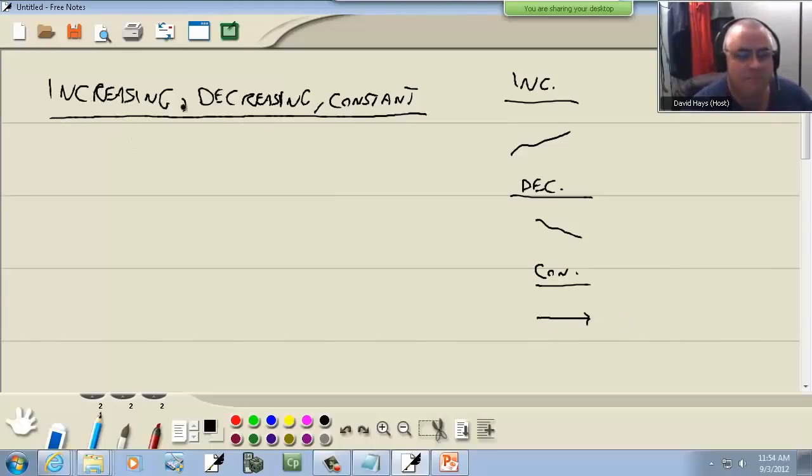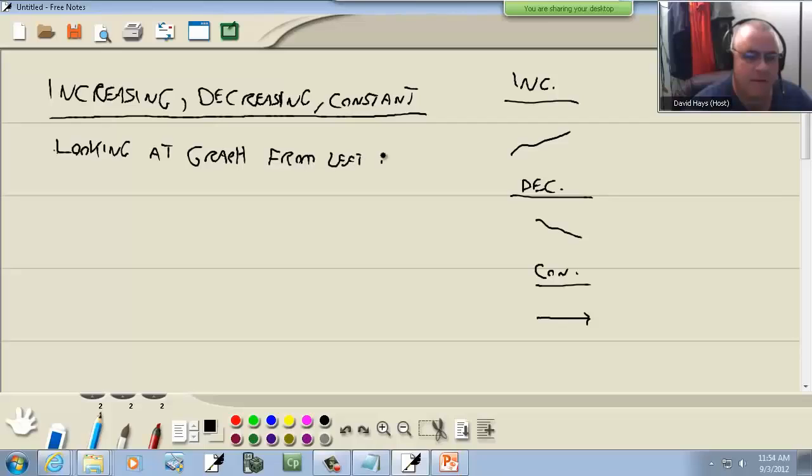Okay, so our increasing, decreasing, and constant, we are looking at it from left to right. So we're looking at the graph from left to right. And I'm going to put a note here. Only use x values in your actual answer.